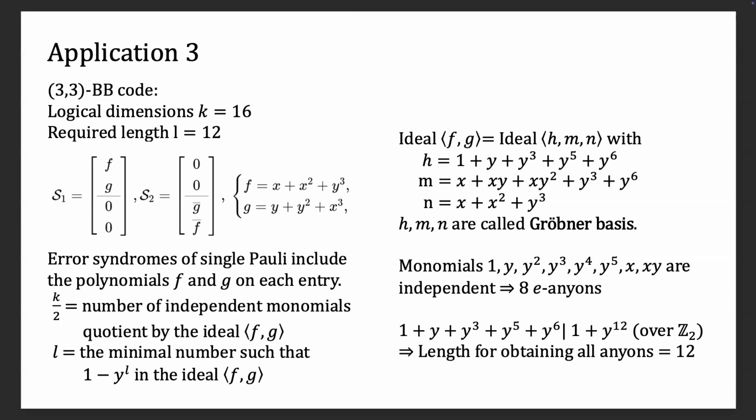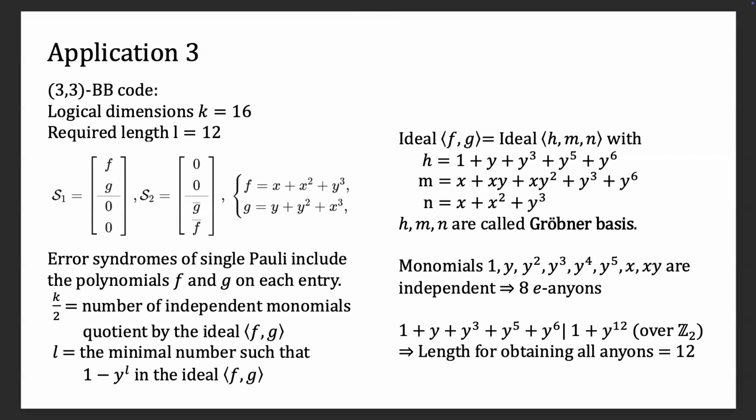There's a theorem: the number k equals the number of independent monomials modulo F and G. And the length L is determined by what L can be divided by F and G. Let me give you an example. Given this F and G, first we compute its Grobner basis. The Grobner basis is basically just like Gaussian elimination. Given a polynomial, we try to simplify it into some canonical form. The theorem says these three polynomials generate the same ideal as this polynomial. And we can ask how many independent monomials there are under these three polynomials.